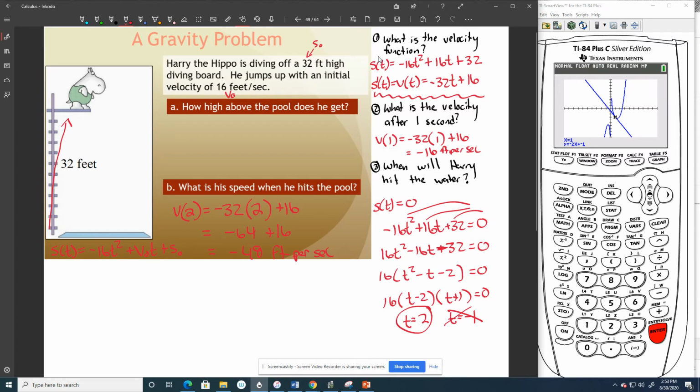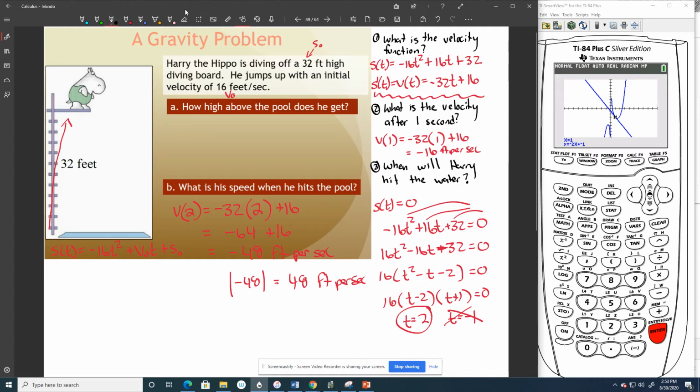So what that means is Harry is going down at 48 feet per second. So my speed is going to be the absolute value of that negative 48, so it's going to be 48 feet per second. That's how fast Harry's going when Harry hits the water, which is pretty fast if you think about it. You're falling 50 feet per second. You're moving pretty quick.